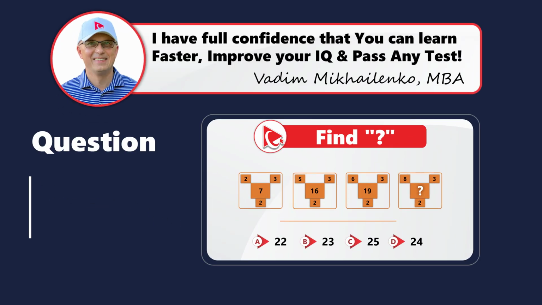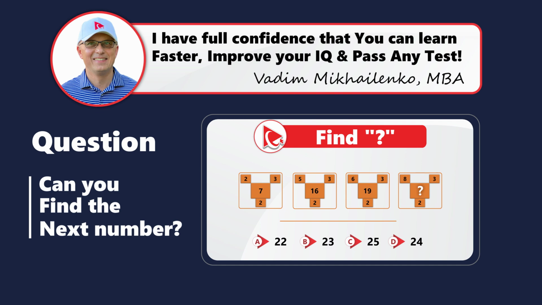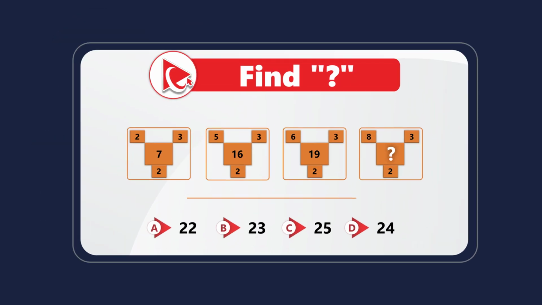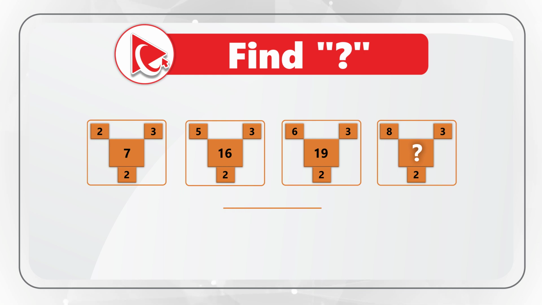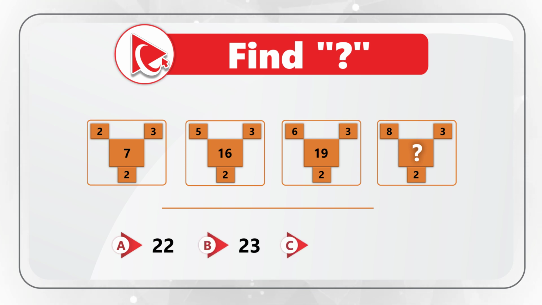Here's a question of intermediate complexity we frequently see on the test. You're presented with 4 shapes, and one shape has a missing number in the middle. You need to calculate the pattern and the missing number, selecting it from one of 4 possible choices. Choice A, 22. Choice B, 23. Choice C, 25. And then last but not least, choice D, 24.